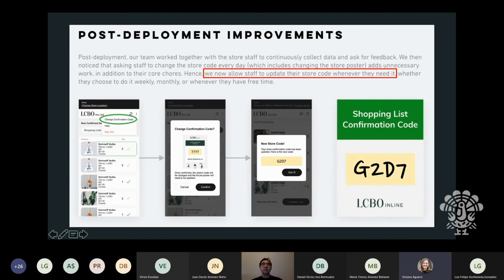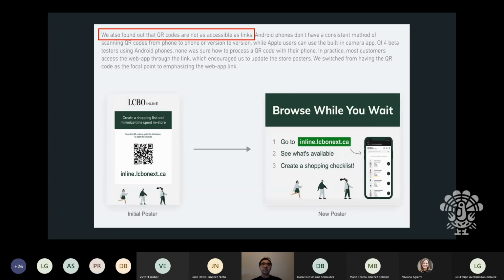So when we launched it, we asked them some more questions. Initially, the code would change on a daily basis. And we talked to the staff. The staff said, no, you know what? I think let us change it when we want to. If we see that people are tricking the system and it's not convenient for us anymore, then we'll change it. And so by talking to staff and getting their feedback, we made modifications to our system.